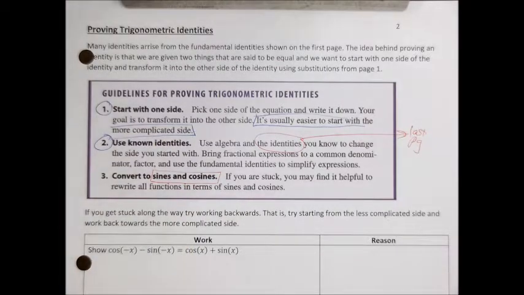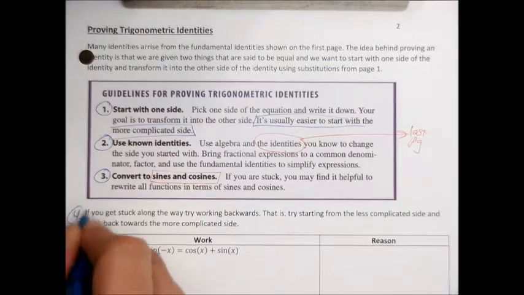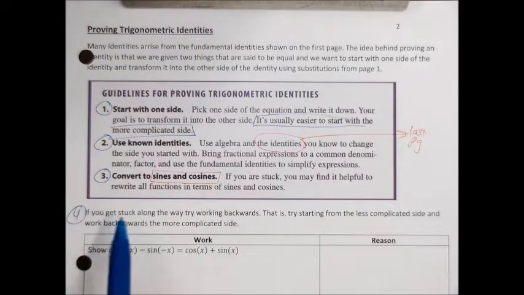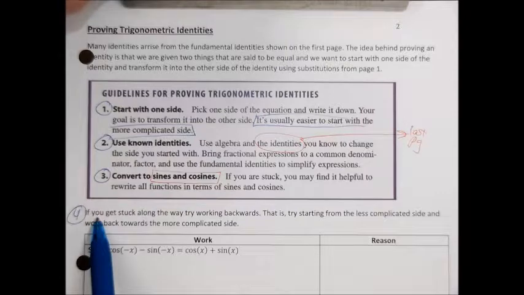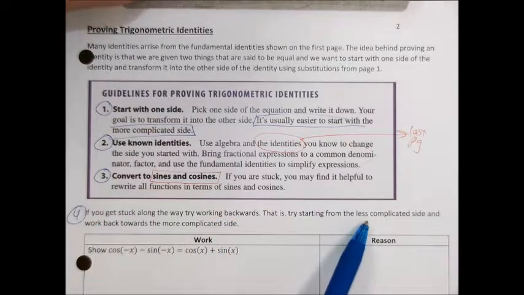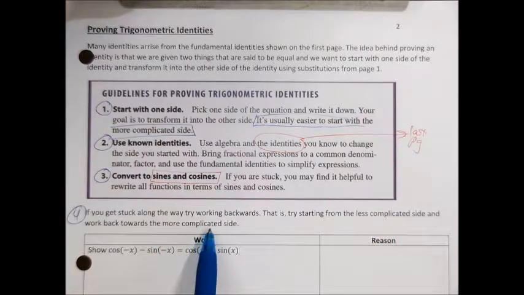And then I'm adding a 4th thing here. So I've got steps 1, 2, 3. Number 4 is like what happens if you get stuck. You might want to put a 4 there just to note that it's part of the steps. A really helpful thing to do is if you get stuck, try to work backwards. In other words, start from the less complicated side and work back towards the more complicated. So I just told you not to do that, but what I'm saying is only do that if you get stuck. And I'll show you that as part of one of these examples. All right, so let's look at a couple of those.